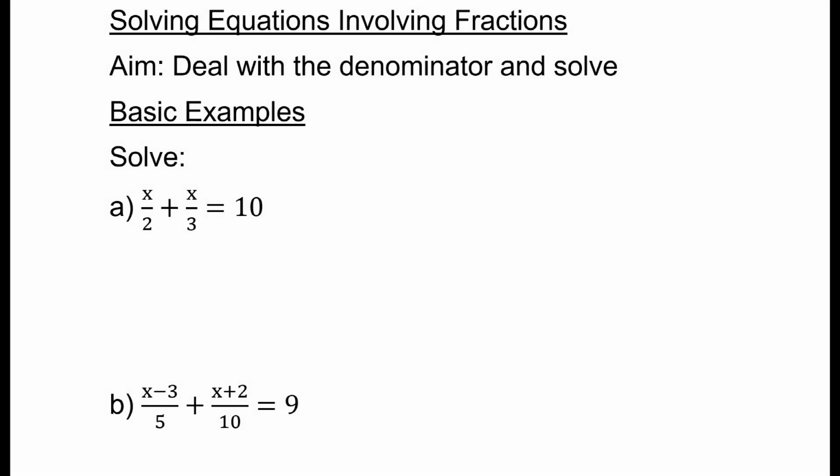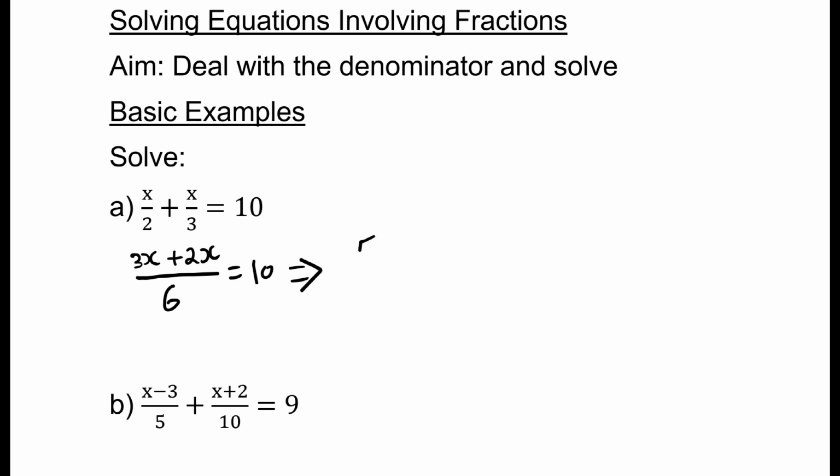So in example A, we have x over 2 plus x over 3 equals 10. To deal with the denominators, I'm going to get a common denominator. Lowest common multiple of 2 and 3 is 6, so that's going to be my common denominator. So I've times 2 by 3 to get 6, so I've got 3x. I've times 3 by 2 to get 6, so I have 2x. That equals 10.